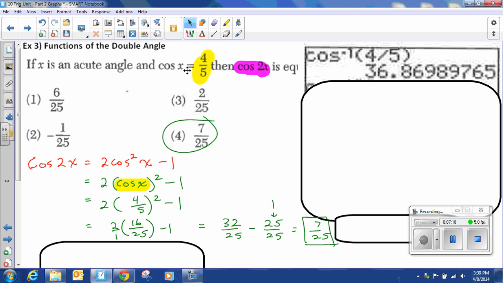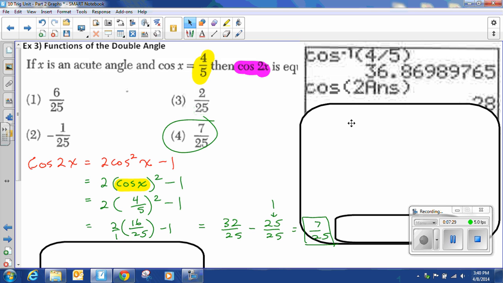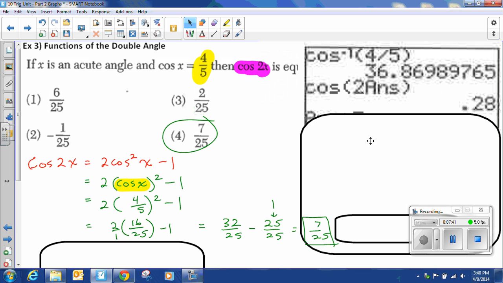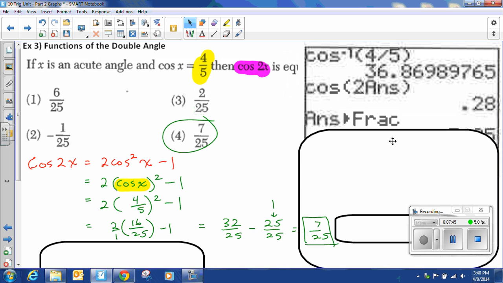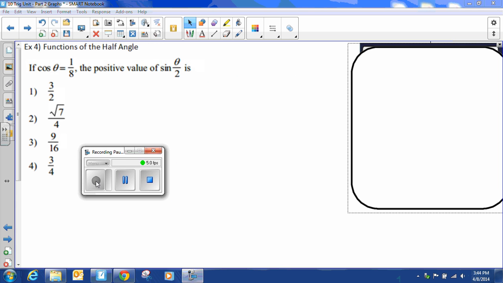Now I wanted to share with you how to do this on the calculator. Just like before, we want to find out what x is, so we need to use inverse cosine, and we end up with 36.9 and some change. Now to find cosine of 2x, we just use the answer button, which you access by hitting second and the negative sign. And that gives us 0.28. We change this to a fraction, and voila, 7/25.